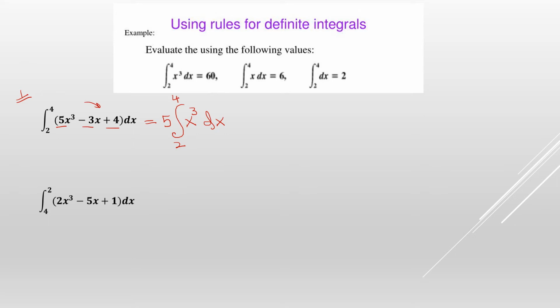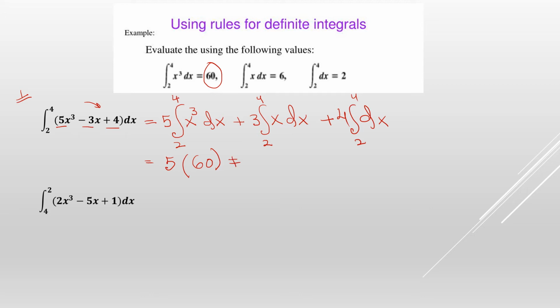Now apply the integral sign on the second term, from 2 to 4, and this is 3x. So 3 will be outside because it is a constant, x will be inside, and then dx. For the last term, write it from 2 to 4. 4 is a constant, so write it outside, and then dx. Here there is no need to evaluate; we just know that the integral from 2 to 4 of x cube is 60. So in place of the integral of x cube dx, just write 60.